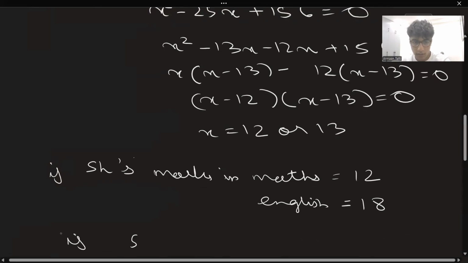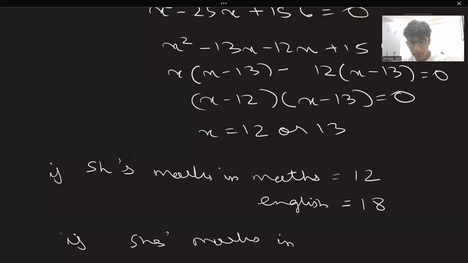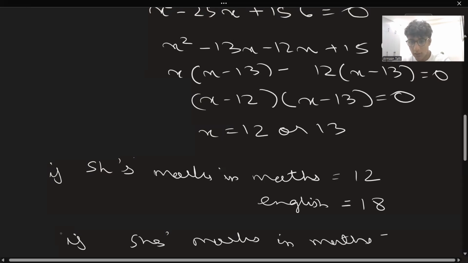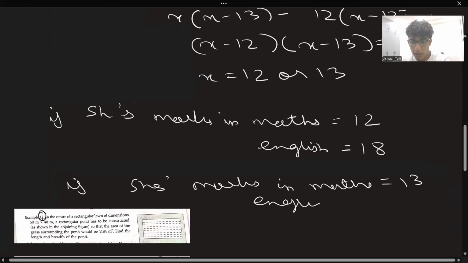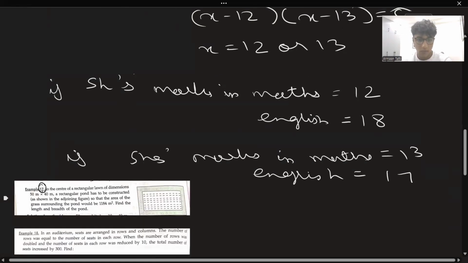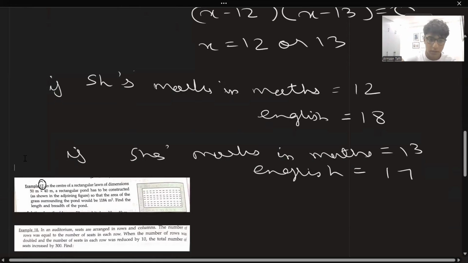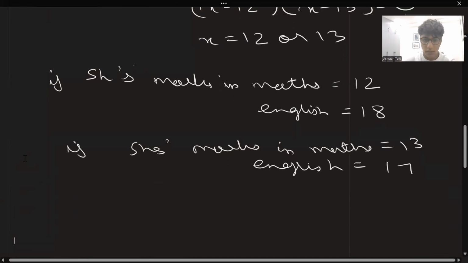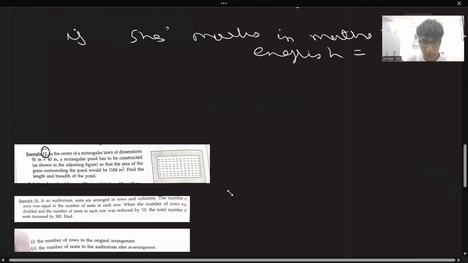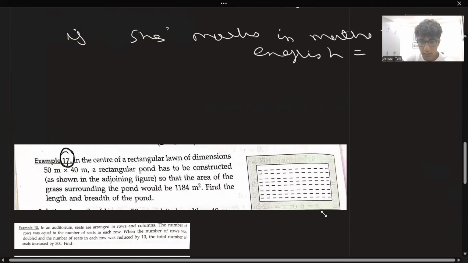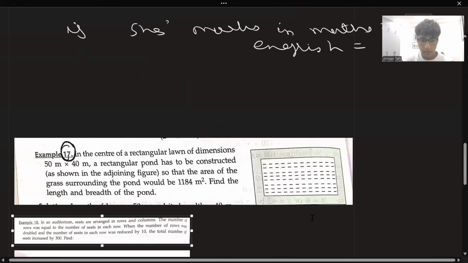If marks in maths equal 13, then in English, they equal 17. Now, this is your final answer. So we can now move on with the next question. Let's put this slightly lower. And let's zoom this question, make it bigger, and give us some more space.